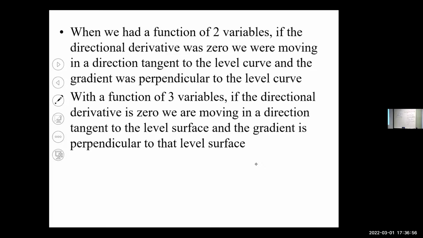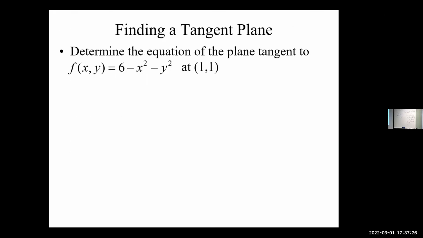With a function of 3 variables, it is analogous, but remember, we no longer have level curves, we have level surfaces. All right. So in 3D, the gradient gives us a vector that is normal to a level surface. So that's a difference that we're going to take advantage of on this next problem.